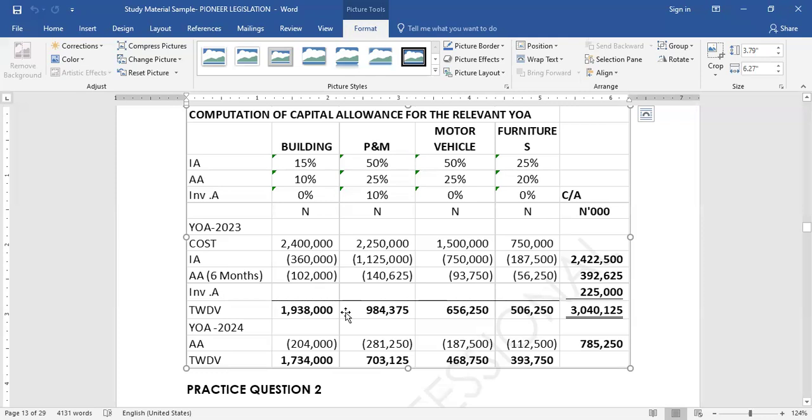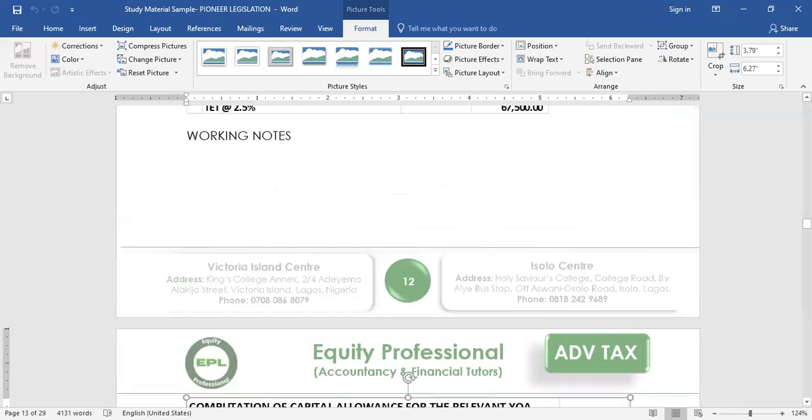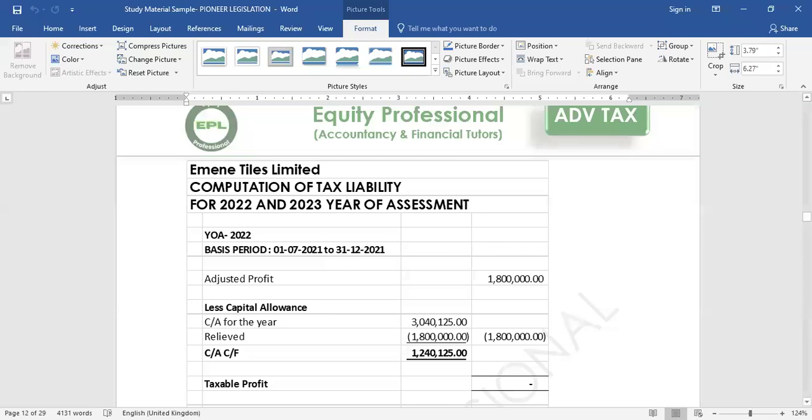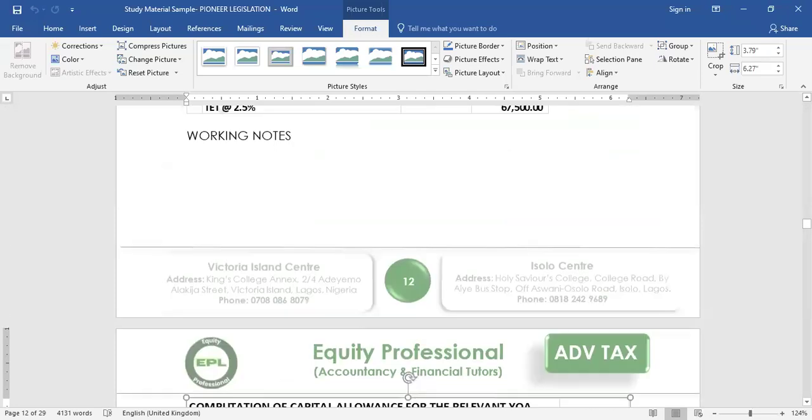Initial allowance. What would be my initial allowance? 15% of 2.4 million, 360,000. 50% of 2,250,000, 1,125,000. 50% of 1.5 million, 750,000. 25% of 750,000, 187,500. When we add the four of them together, it will give us 2,422,500. For the initial allowance, how many months am I going to claim based on the basis period? The basis period is 1st of July to 31st of December, that is 6 months. That means I'm going to claim 6 months initial allowance.